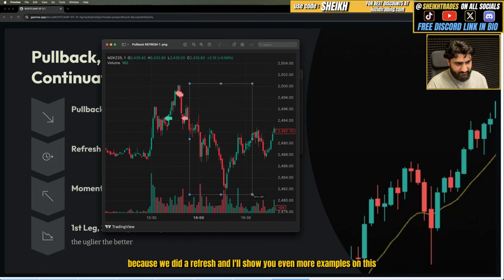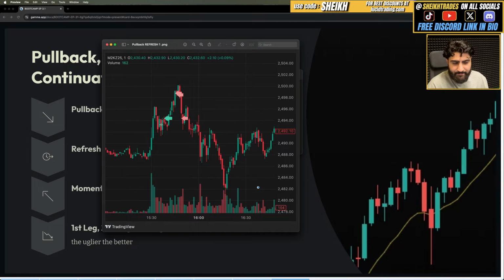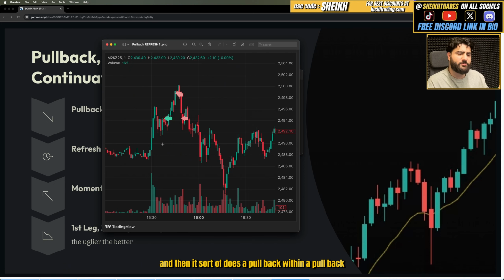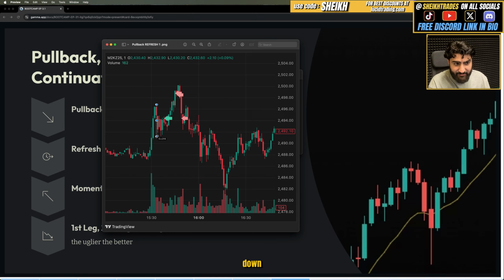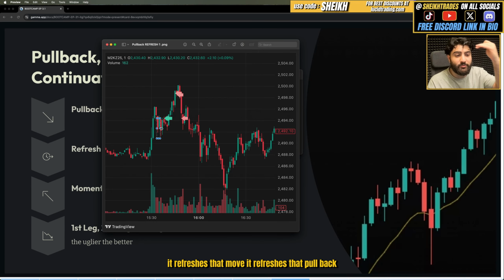And I'll show you even more examples on this. I already see a couple. A refresh is when there is a leg up, a normal pullback, and then it sort of does a pullback within a pullback. That's what I call the refresh. It refreshes that move. So we're going to go up, down, up, and then for me, a normal pullback, a momentum continuation would just straight go up. But then it goes back down again, and what does it do? It refreshes that pullback. It gets new buyers in, and then I'll go long.